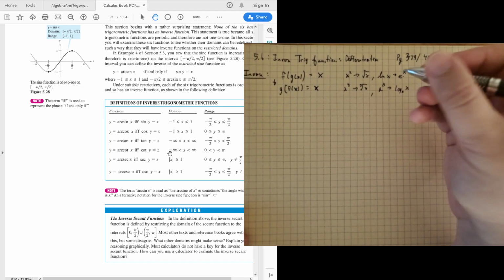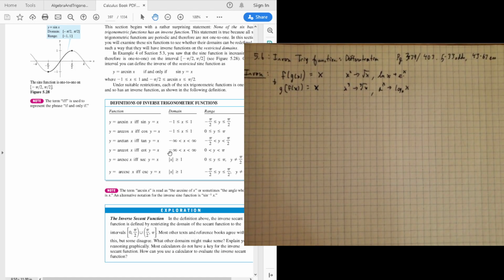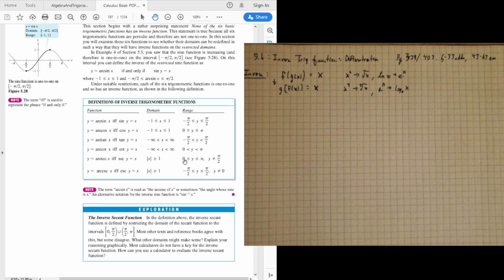Now, every function in mathematics is supposed to have an inverse, provided that it meets a few properties. But there's one family of functions we've talked about that hasn't had this happen. And these are trig functions. And so the first thing I want to note is this big table right here, the definition of an inverse function.